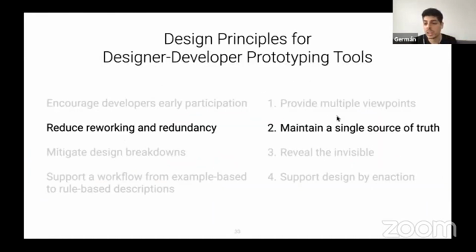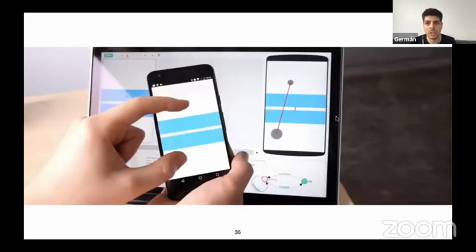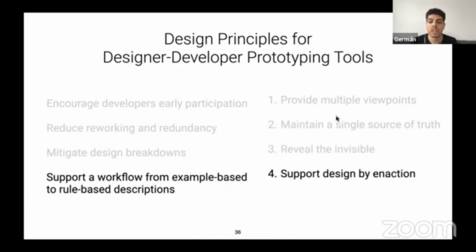We have a single source of truth, changes in one viewpoint change the others. We reveal the invisible, for example, with the measuring tool. And we support design by enaction, meaning the use of embodied demonstration with the recording feature on the input timeline.